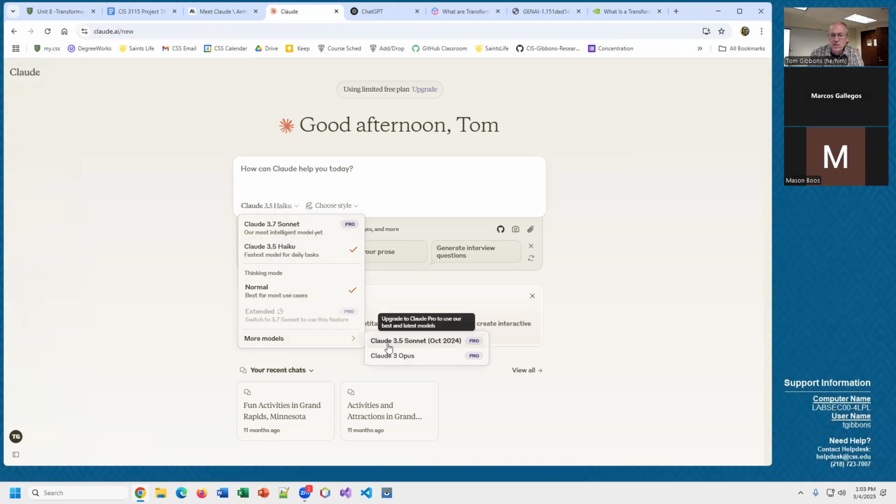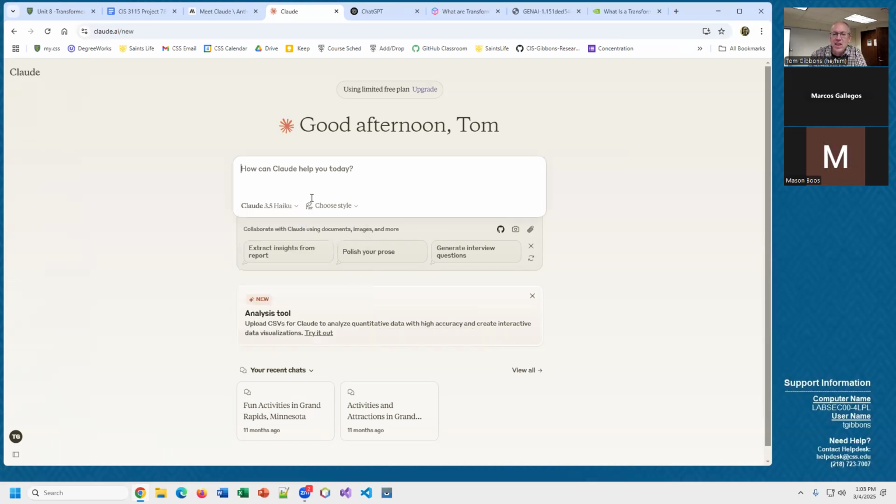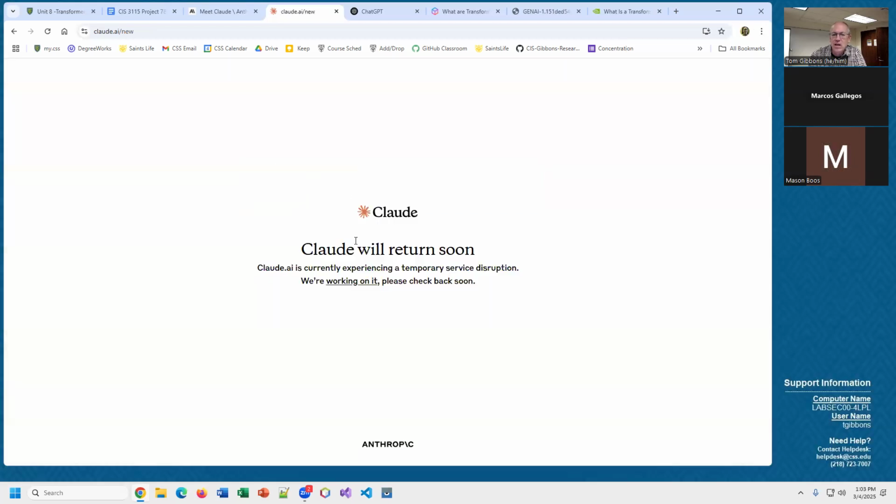There are also some older models, and sometimes it's fun to try out these older models, especially when you're trying to get things to fail. So try Claude 3 Opus and see how that works with some of these. Why didn't that actually change? Okay, they're having some problems.